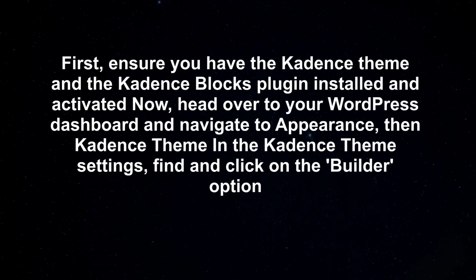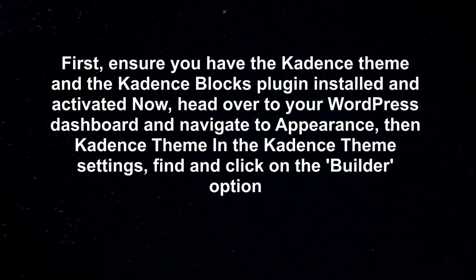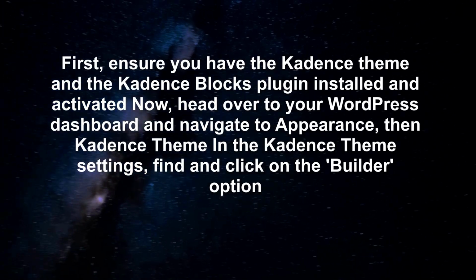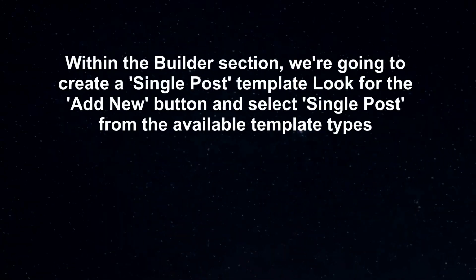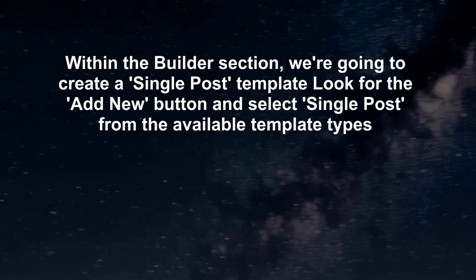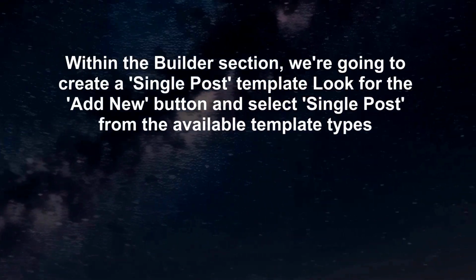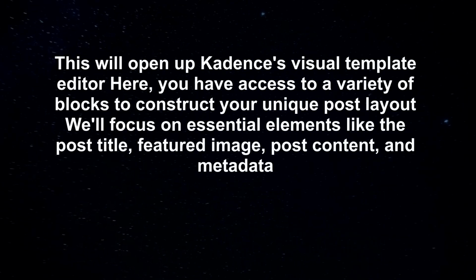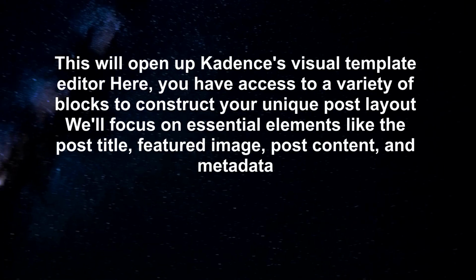Head over to your WordPress dashboard and navigate to Appearance, then Kadence theme. In the Kadence theme settings, find and click on the Builder option. Within the Builder section, we're going to create a single post template. Look for the Add New button and select Single Post from the available template types. This will open up Kadence's visual template editor.